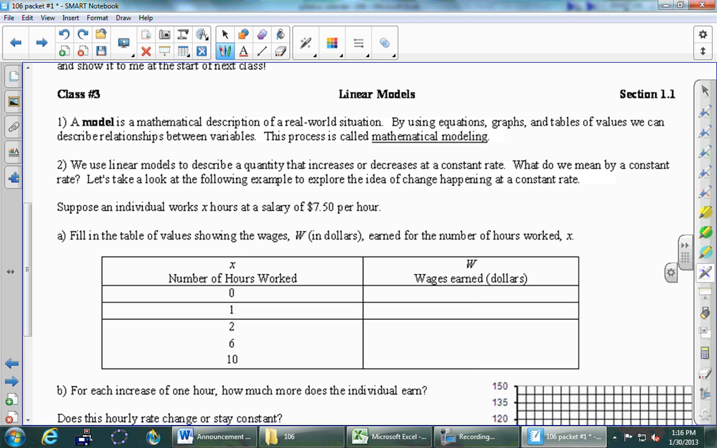So if we work 0 hours, how much money are we going to make? $0, that's easy enough. If we work 1 hour, how much do we make in that hour? We make $7.50. That's our magic number right up there. $7.50 per hour, $7.50 every hour. In 2 hours, how much do we make? It's 15 bucks. But then we get to 6 and 10. So see if you can figure out, without doing 750 plus 750 plus 750, a better way to find the wages for 6 hours.